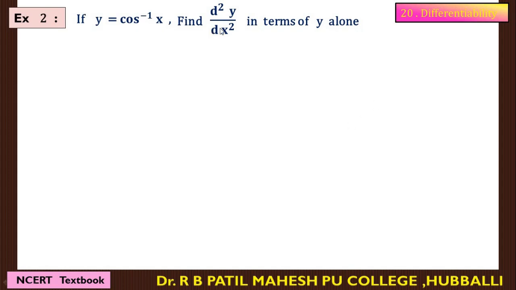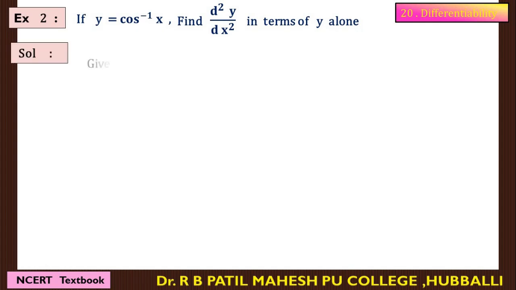Find the double derivative in terms of y alone means the double derivative, the answer, should be a function of the y variable only. Once again I repeat, the meaning of d square y by dx square in terms of y alone means the double derivative should be a function of the y variable. Okay, that is the question.